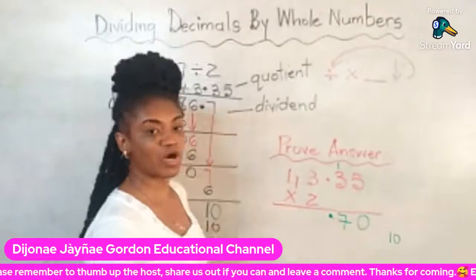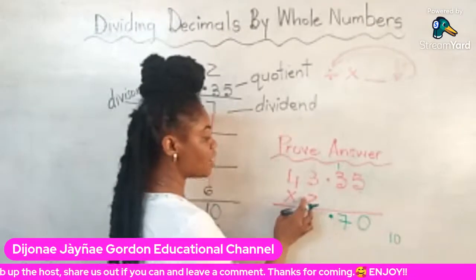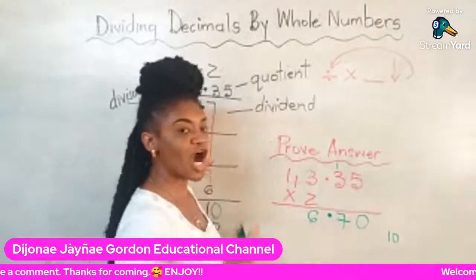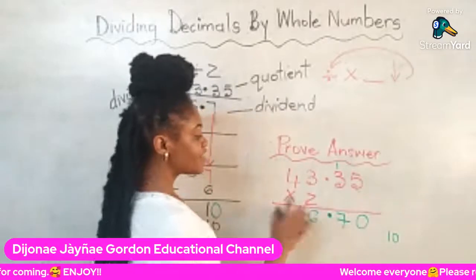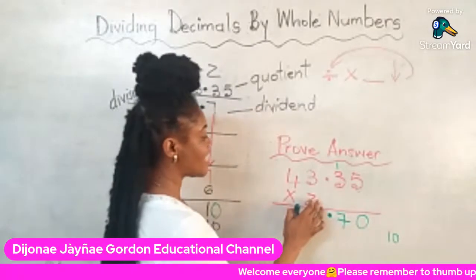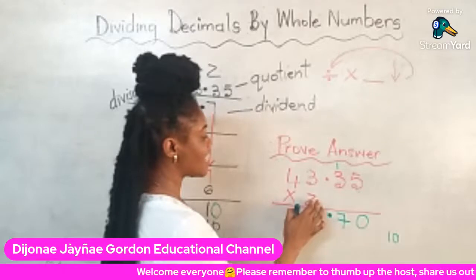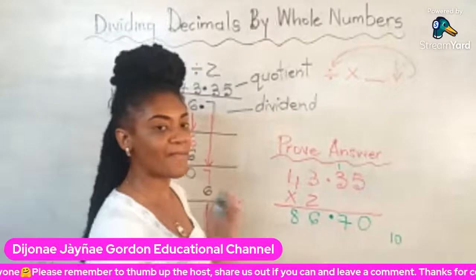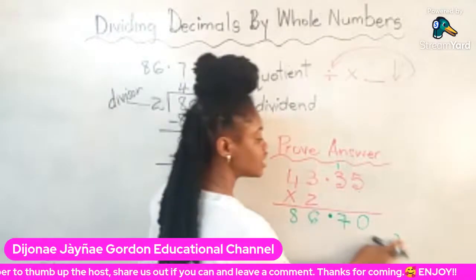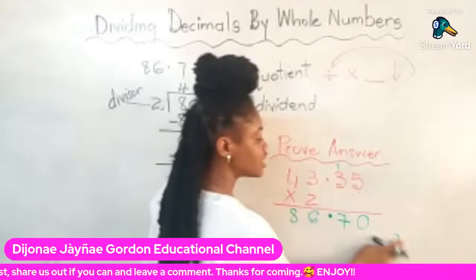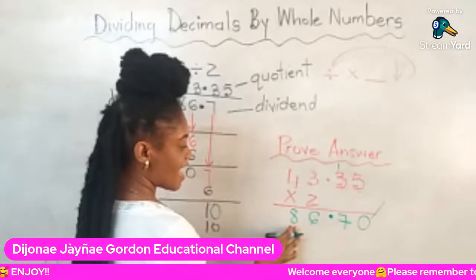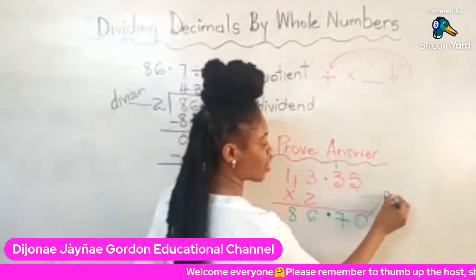The next thing I am going to do, I am going to come now and say 3 multiplied by 2, and of course that is 6. Put down all my 6, it is a 1-digit number. Then I am going to go ahead and say 4 multiplied by 2, and of course that is 8. I put all my 8 down. So in this case, look carefully. 86.70 is known as your product.